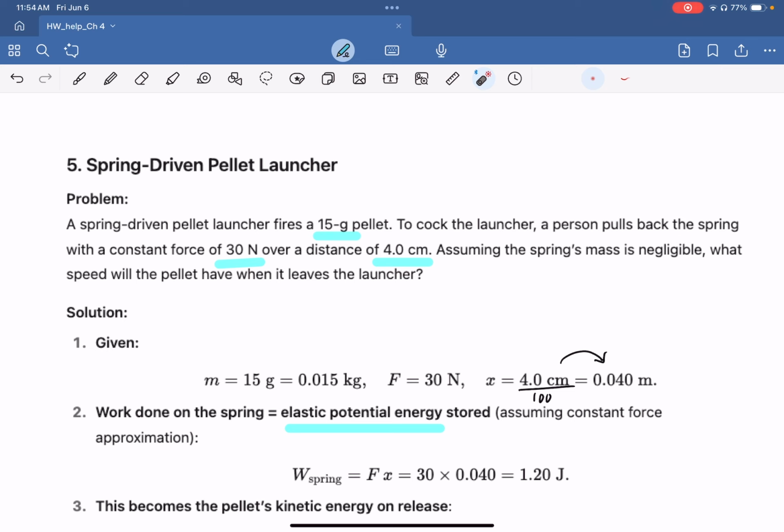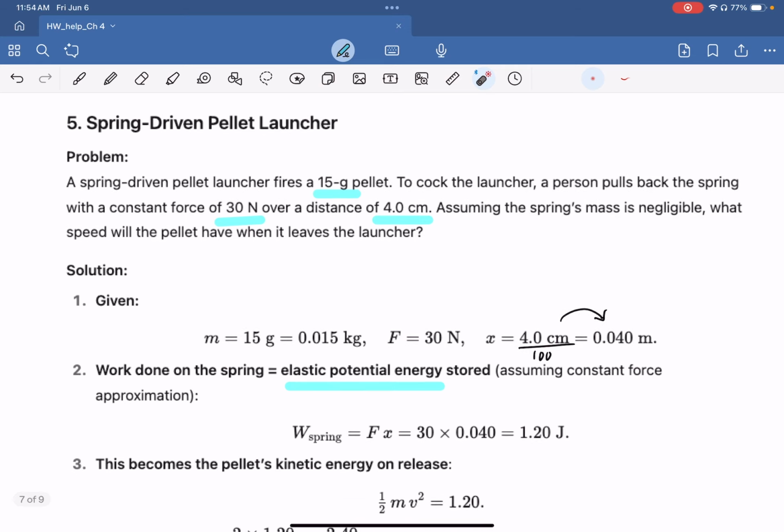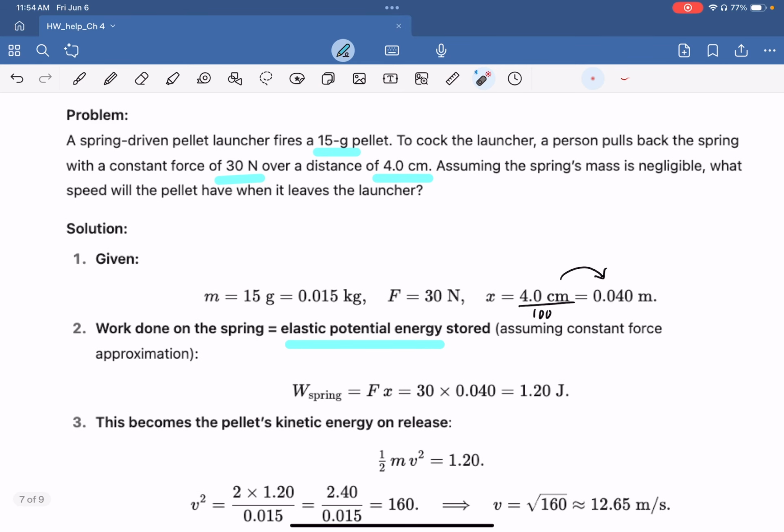Okay, so the elastic potential energy becomes the kinetic energy. Let me make that clear. Three things now. The work done becomes the elastic potential energy, and when it's released, all of the elastic potential energy becomes kinetic energy. I hope that's not too much. We know the formula for kinetic energy is 1/2 times mass times velocity squared. So we'll set that equal to this number and solve for the velocity.